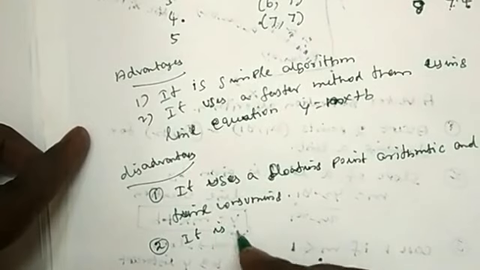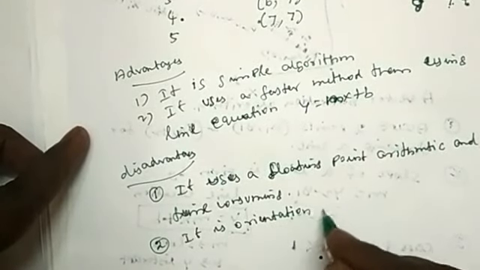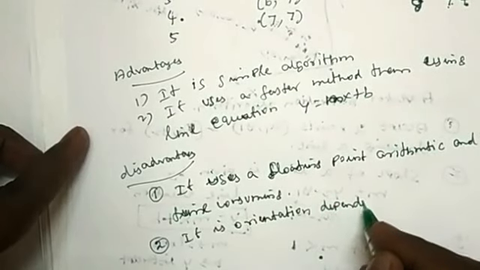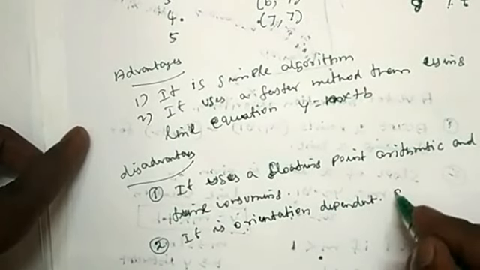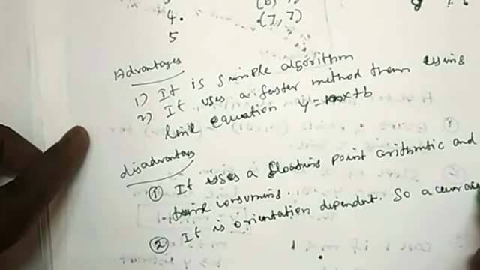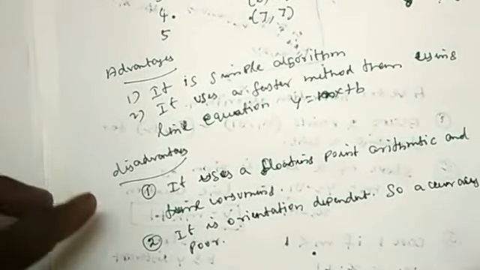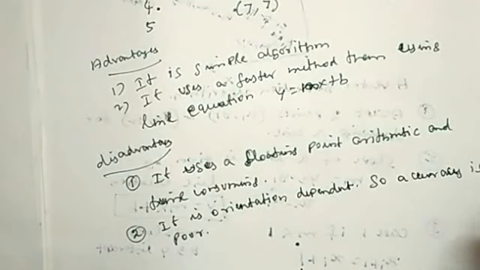Number 2, the algorithm is orientation dependent. It is orientation dependent. So accuracy is poor. So point accuracy is poor. Accuracy in this context denotes the point here. So point accuracy is poor.